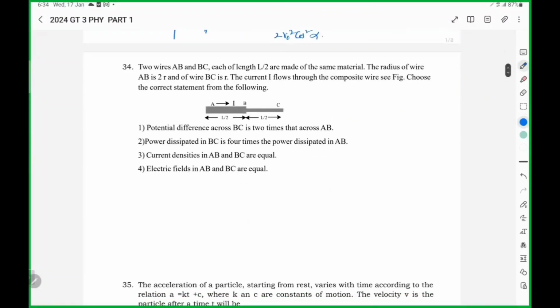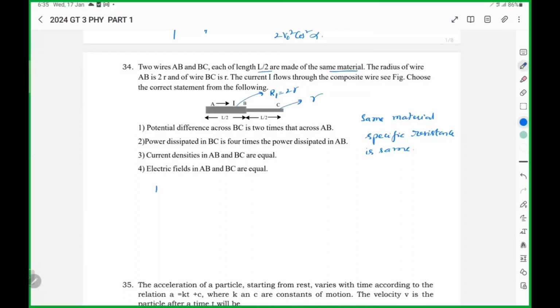Here AB and BC, each of length L by 2, are made of the same material. Same material, so specific resistance is the same. But for the first wire AB, the radius is 2R, and for the second one the radius is R.